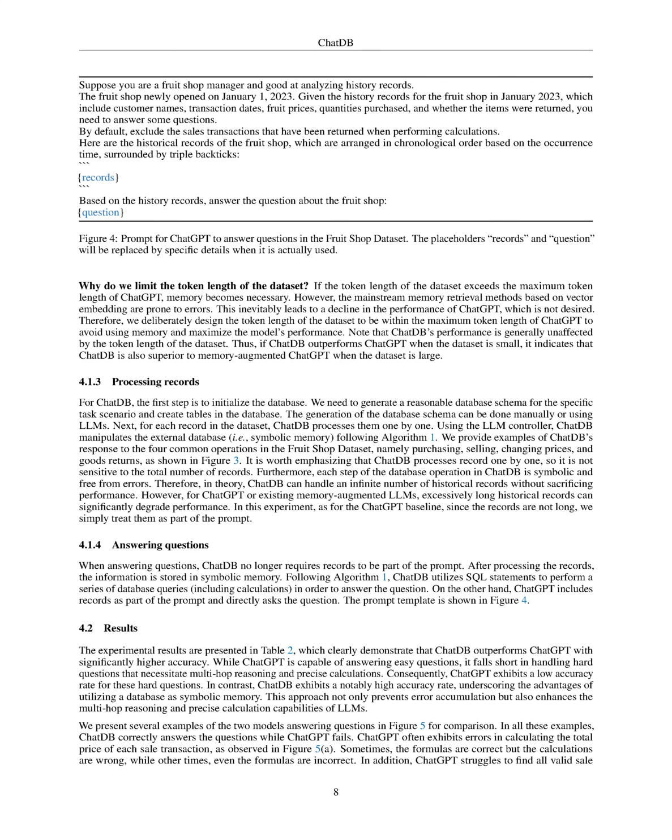Why do we have to consider this token length limit? If the total number of tokens in a dataset exceeds the language model's limit, we need to introduce memory mechanisms. However, common memory retrieval methods, which usually rely on vector embeddings, can introduce errors. This can, unfortunately, decrease ChatGPT's performance, which we want to avoid. So, by ensuring our dataset's token length stays within ChatGPT's limit, we evade the need for external memory and ensure optimal performance. It's noteworthy that the token length doesn't significantly impact ChatDB's performance. Therefore, if ChatDB performs better than ChatGPT on a small dataset, it implies that ChatDB is likely superior to a memory-enhanced ChatGPT, even when dealing with larger datasets.